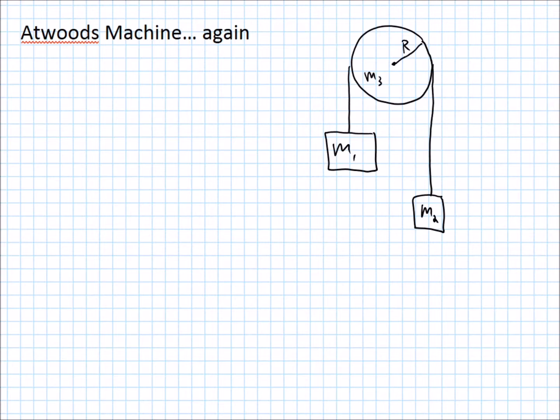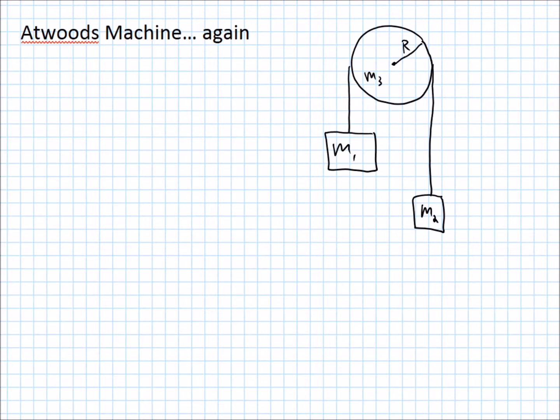Now, just a reminder, an Atwood's machine is a pulley with a rope over it and two different masses on either side of the rope, and it will accelerate in one direction or another, and we can determine that acceleration as well as the tension in the rope.